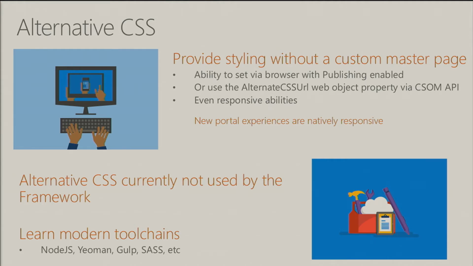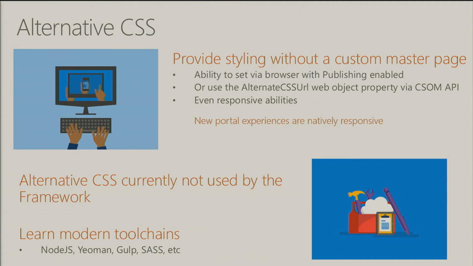Alternative CSS currently is not being used by the framework. And for those of you who know me as well, the framework is the coolest thing I have seen in a long time. But hey, that's a ways away, so we need to be able to customize and brand our modern team sites. If you're going to be working with alternative CSS, this is your time to get ready for the framework. This is your time to learn modern toolchain. Stop just working with CSS, please. Start learning what you're going to be doing with the framework and how you should be developing moving forward.